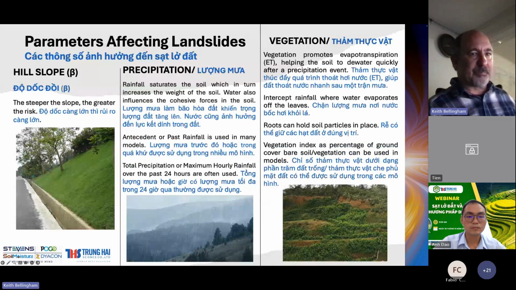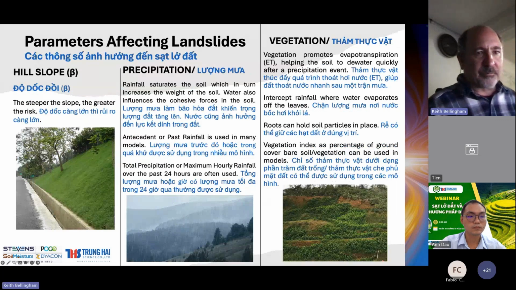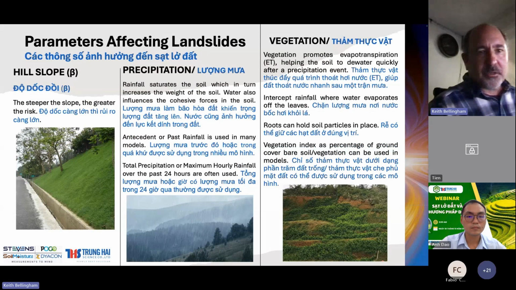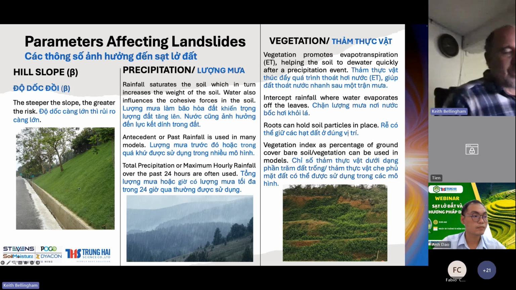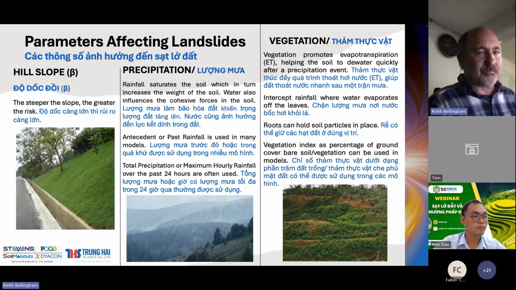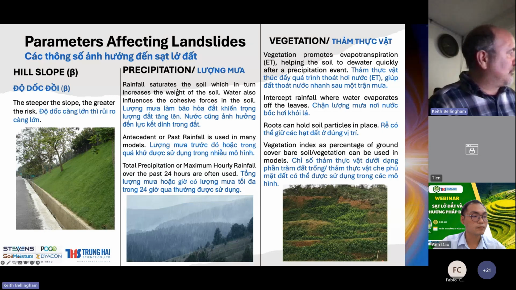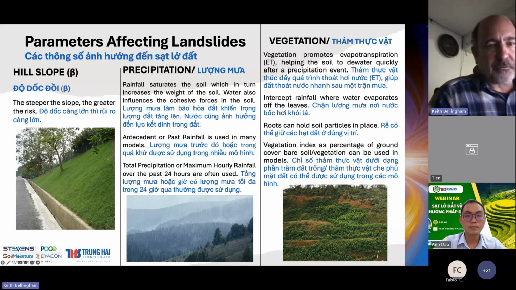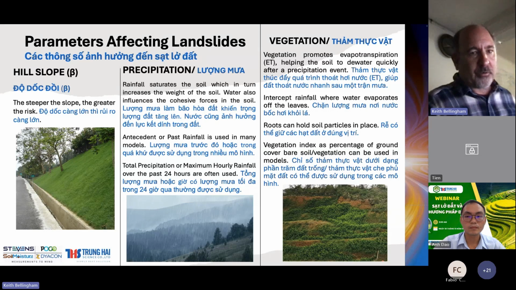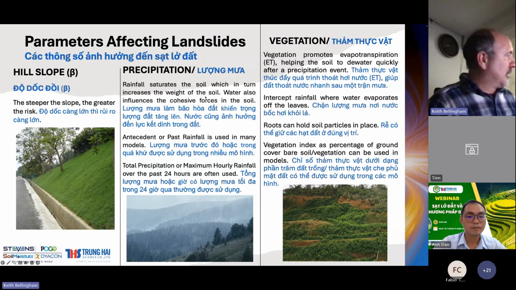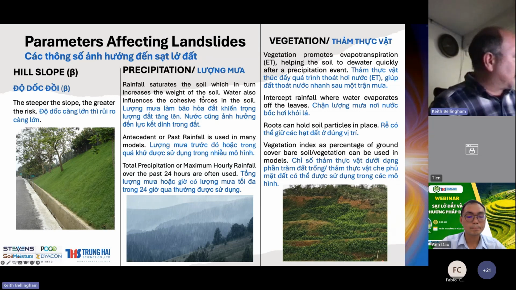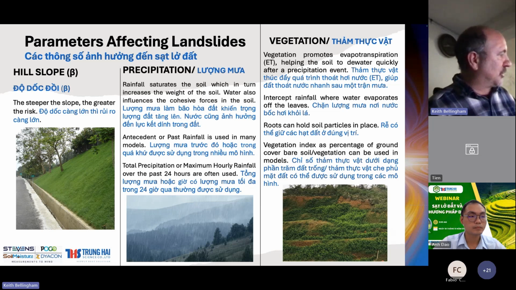So, some of the parameters that affect landslides. First is the hill slope. The steeper the slope, the more the risk there is. Precipitation is a big factor, and precipitation affects the weight and density of the soil. We're going to talk more about that within the next couple of slides. Precipitation is used in lots of the models used in the literature.